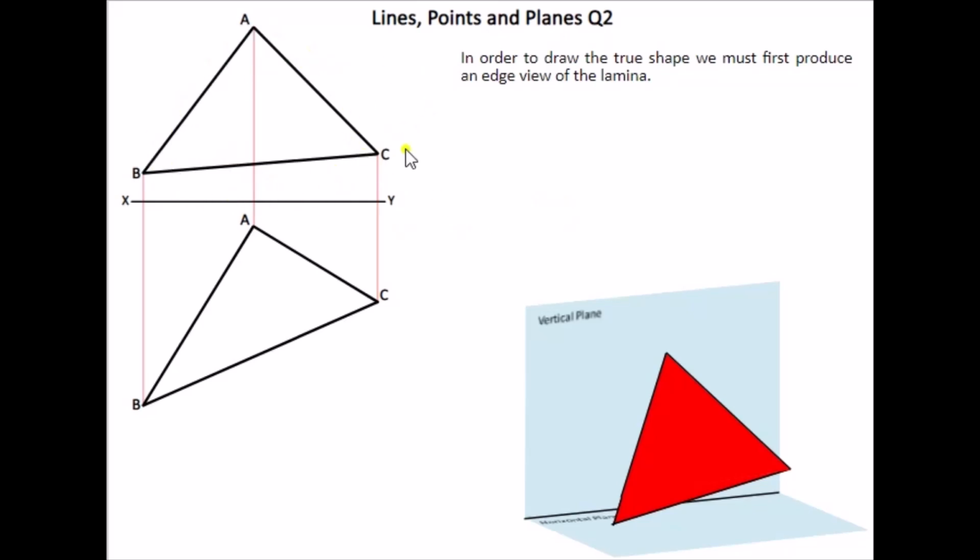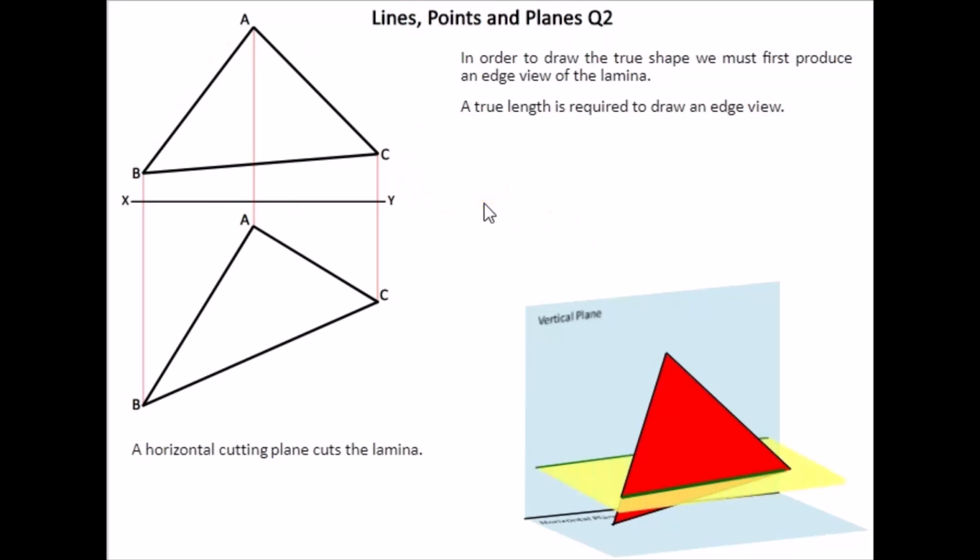So to find the true shape of this surface here, what we need to do is draw a true length across the middle of it. So what we have here in this view down here is a 3D representation. What we've done here is sliced across this plane, creating this green edge here.